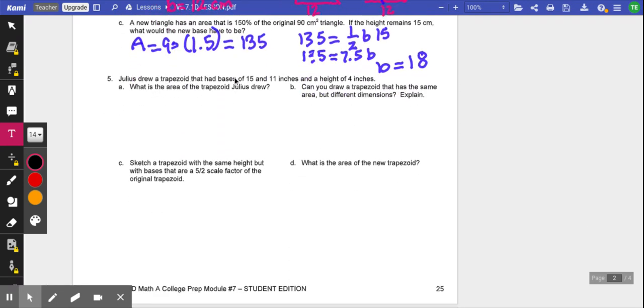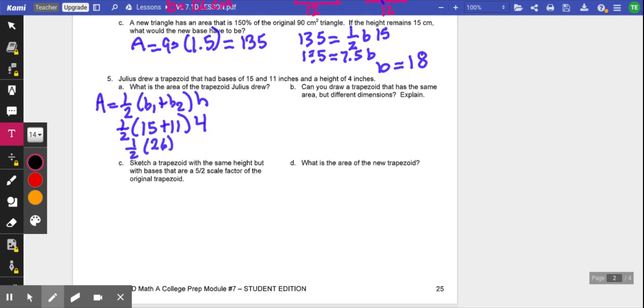Julius drew a trapezoid that had bases of 15 and 11 and a height of 4. What is the area of the trapezoid that Julius drew? Okay, so I start out with my area formula. For a trapezoid, the area is equal to 1/2 the sum of the bases times the height. It told me that my bases are 15 and 11, and 4 is my height. 15 plus 11 is 26. 26 times 1/2 is 13. 13 times 4 is 52. So 52 inches squared.